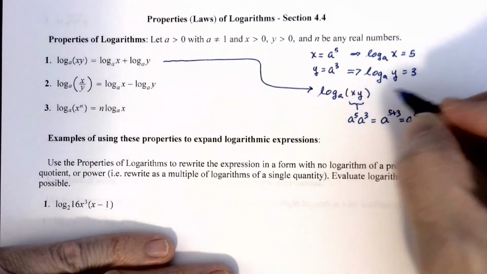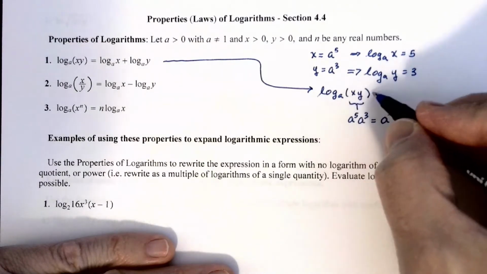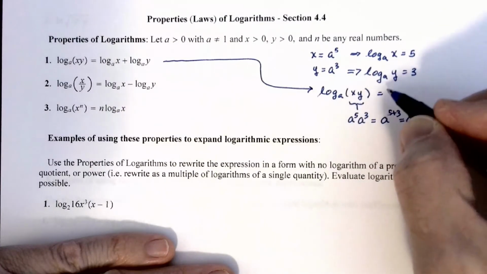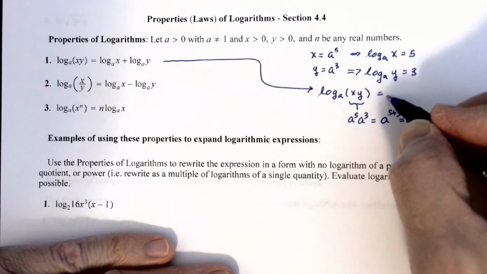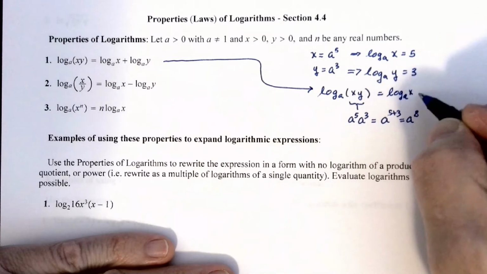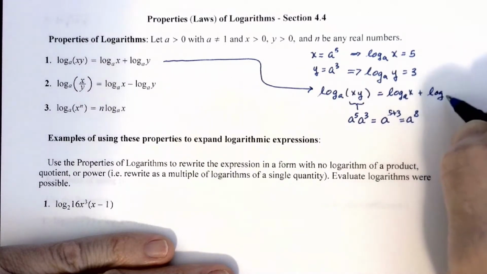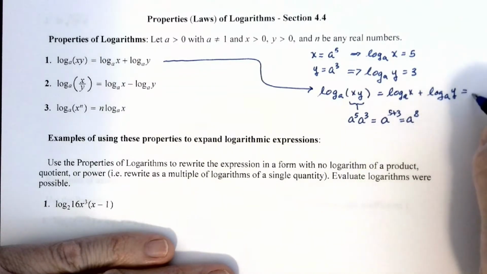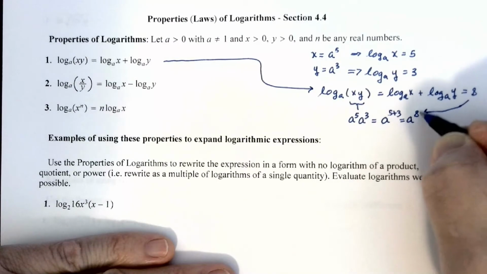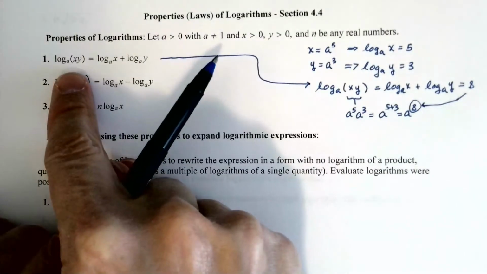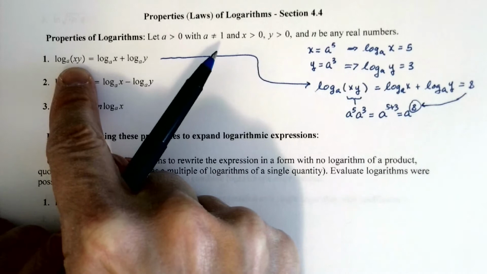So this tells me, notice, that the log base a of x times y is the sum of the logs, right? The sum of the logs, log base a of x, which is 5, plus log base a of y, which is 3. Right? In this case, it's equal to 8. And that's how we're getting this property. It's simply because logarithms are exponents. And what do we do when we multiply like bases? What do we do with their exponents?